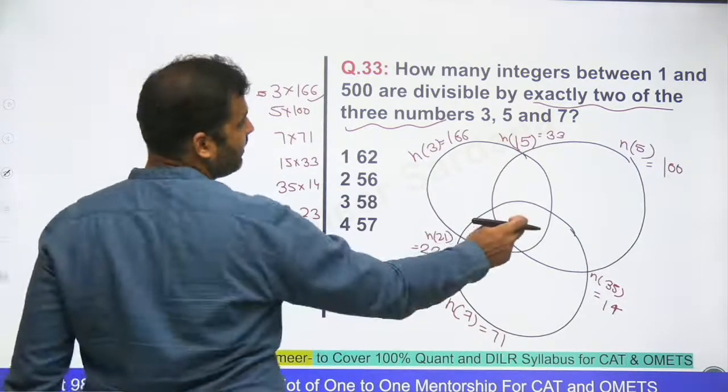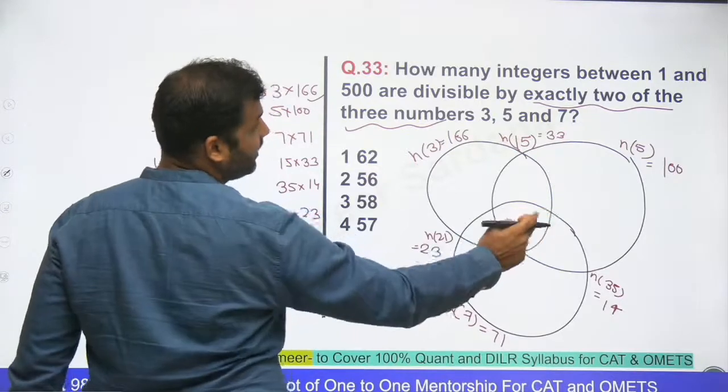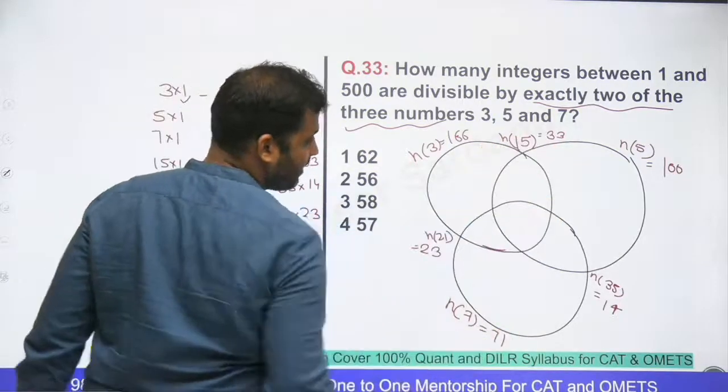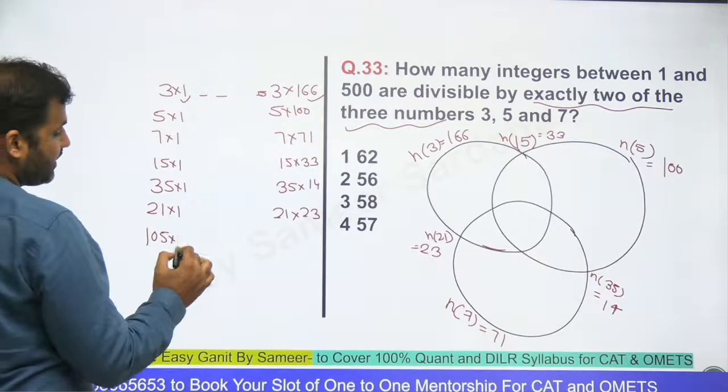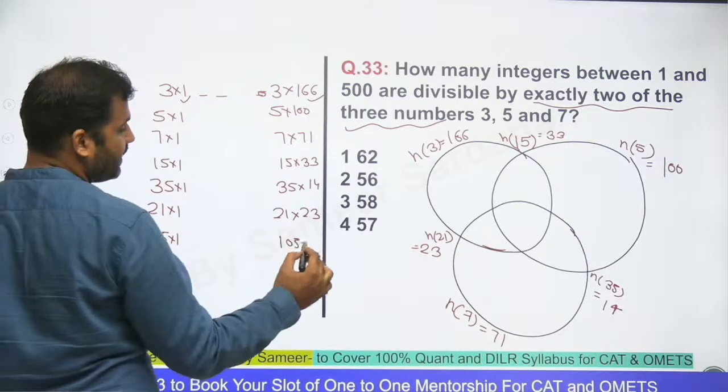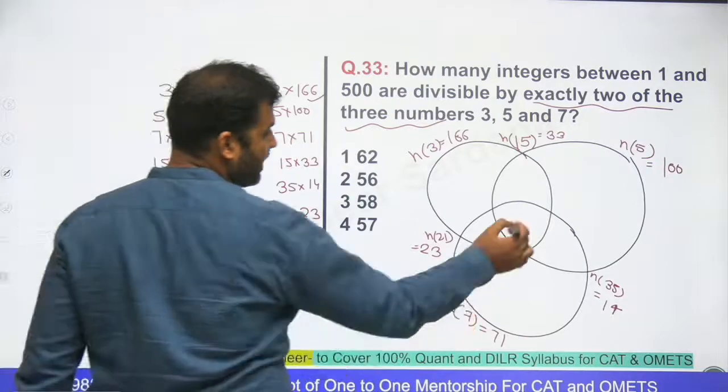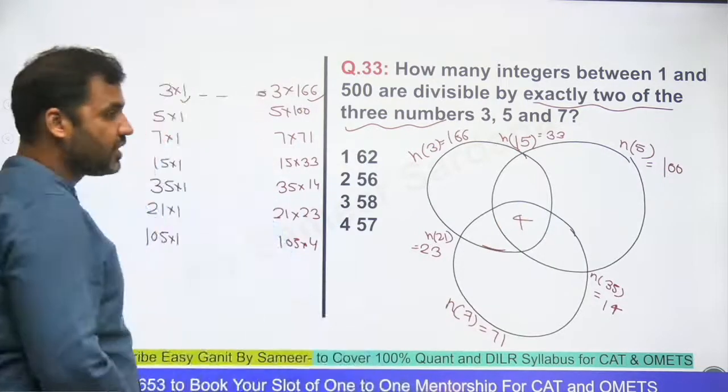All I need to find out is the value that lies over here now. This is 357. That means total number 105 से कितने number divisible? 105 into 4. There are total 4 numbers, right? जो तीनों से divisible हैं.